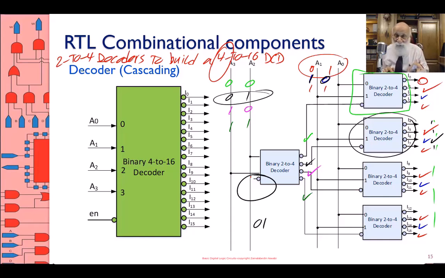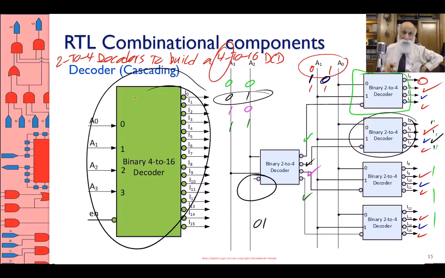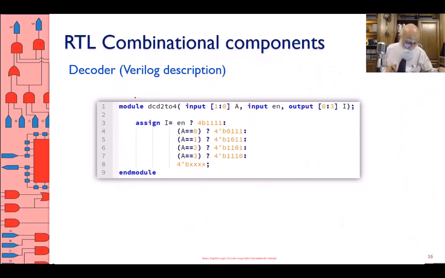you take 4 of these. 6 to 64 means you have 6 inputs: A5, A4, A3, A2, A1, A0. You take A5 and A4 and give them to a 2 to 4 decoder. That 2 to 4 decoder will be selecting one of these 4 to 16 decoders. And therefore you have a cascaded higher decoder. So you can build any size decoder you want.